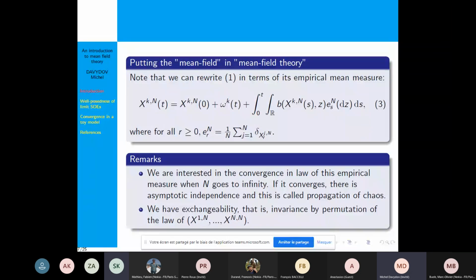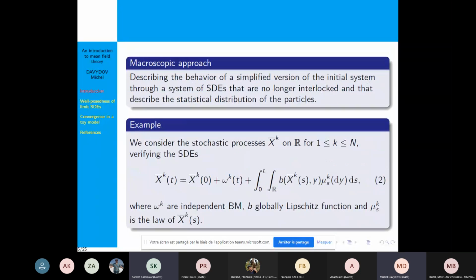Michel, yes. This is Sanket. Yes, can I ask one question? Yes, of course. In equation two, you had x bar. What exactly does x bar mean here, or is it just a different notation?